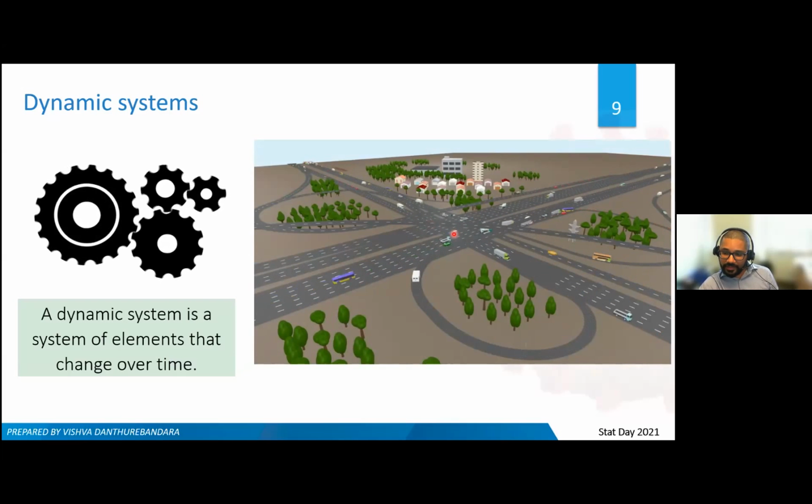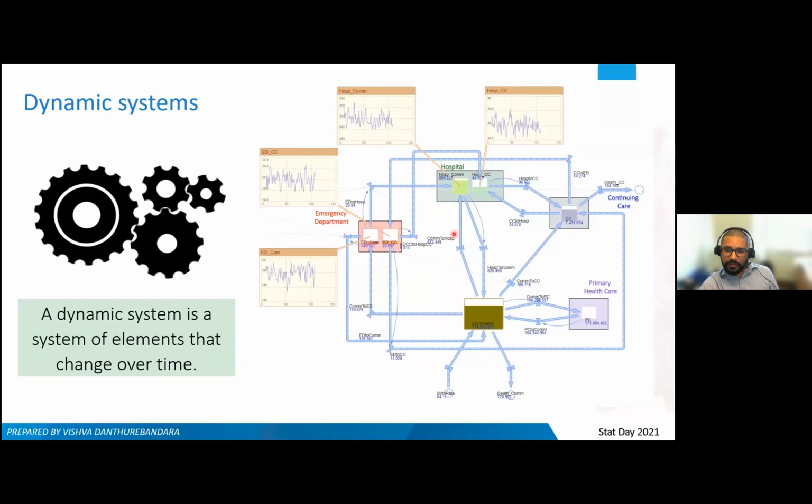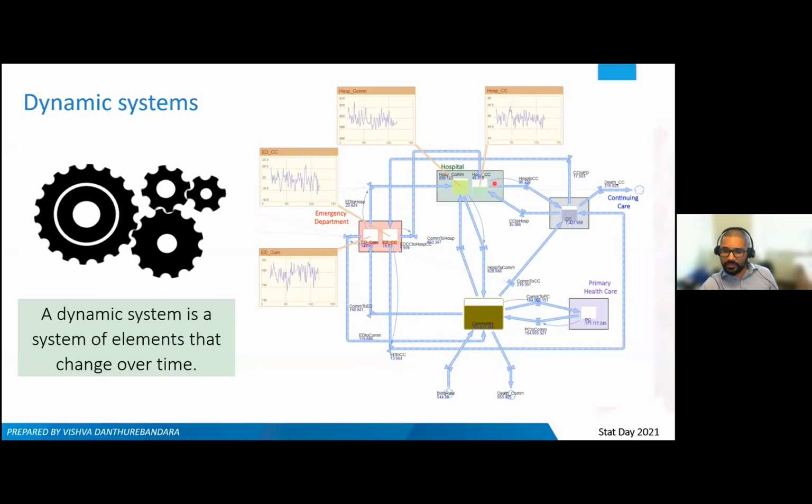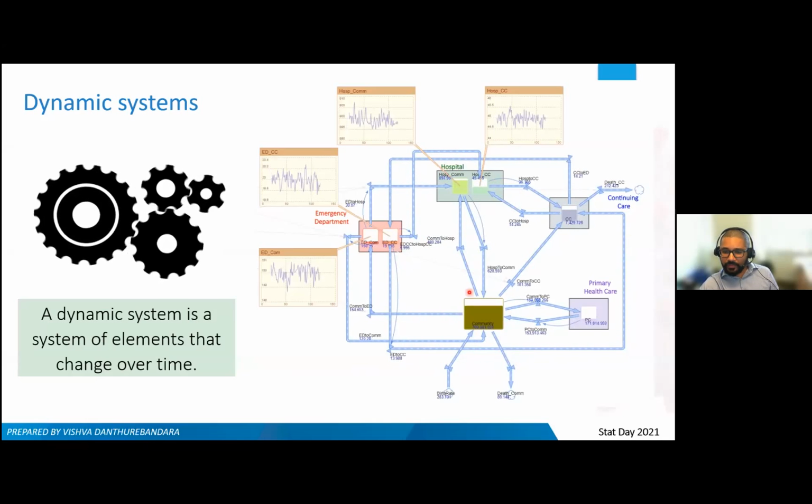So this is a dynamic system. This is a system of roads, vehicles, and pedestrians that are all interconnected. Another example: your entire health system is a dynamic network. The health system consists of different components, right? Hospitals, emergency departments, family doctors, and other institutes, and also you who live in the community. And there are inflows and outflows between these components.